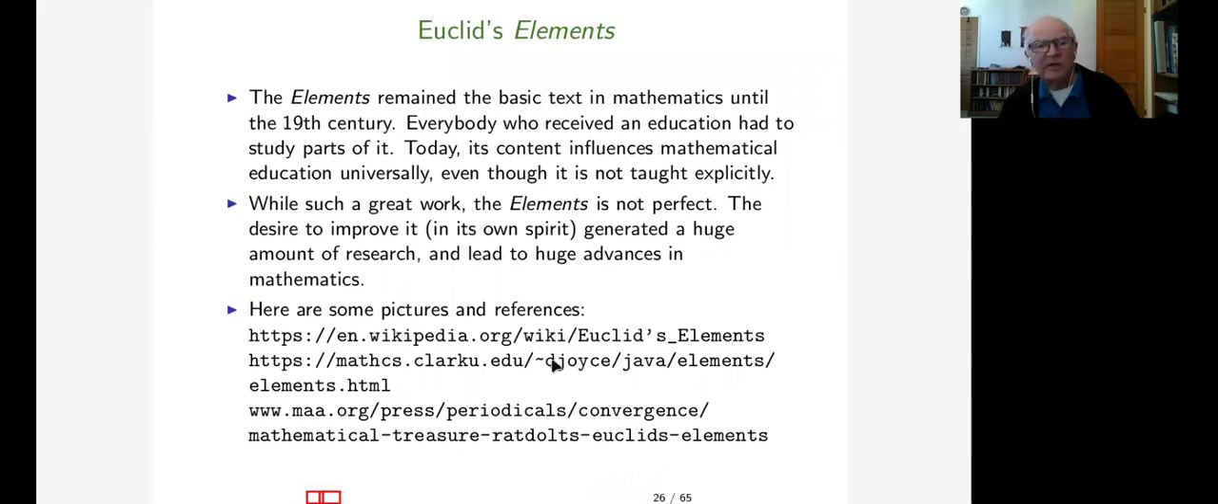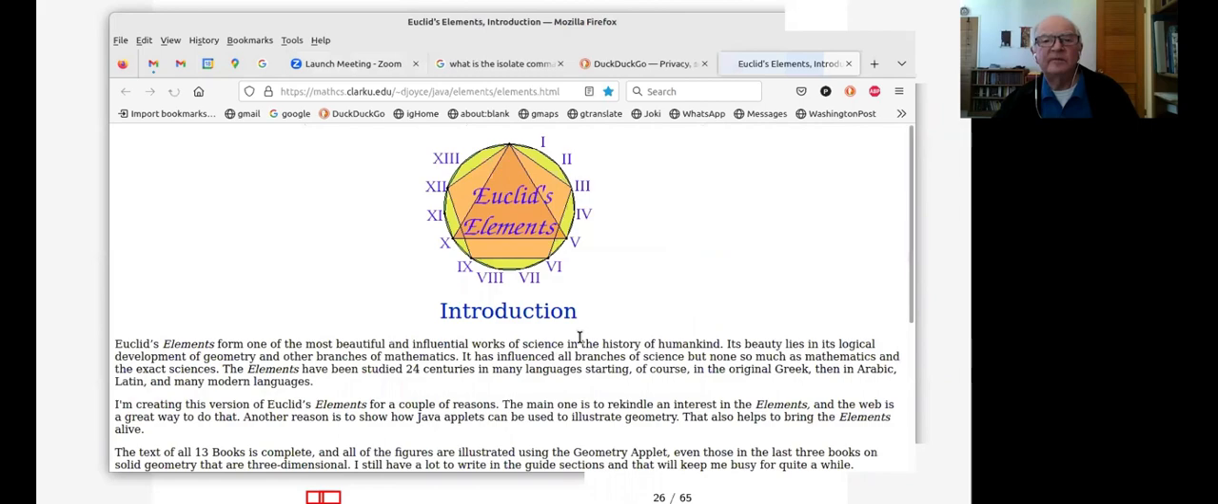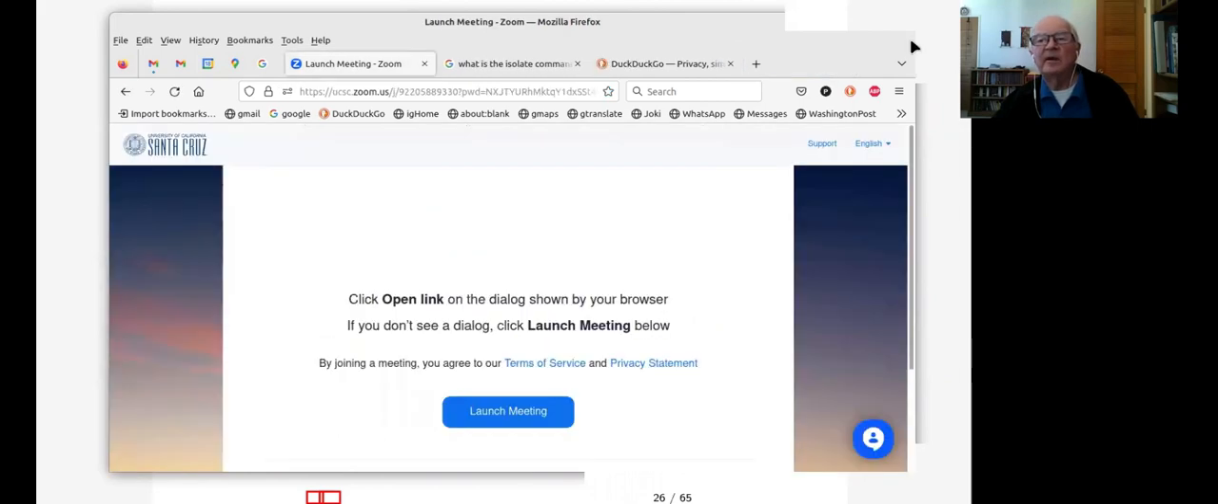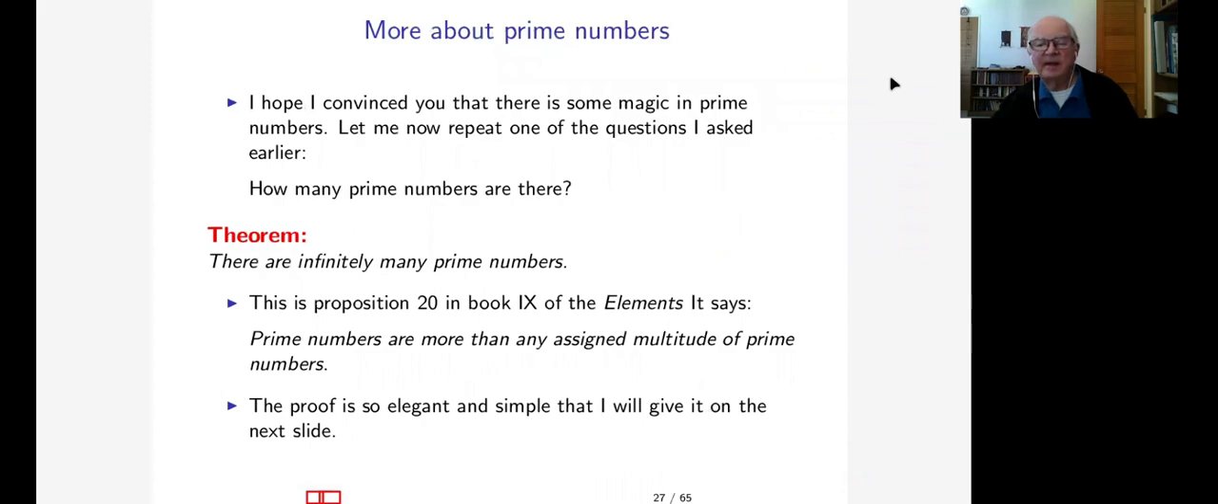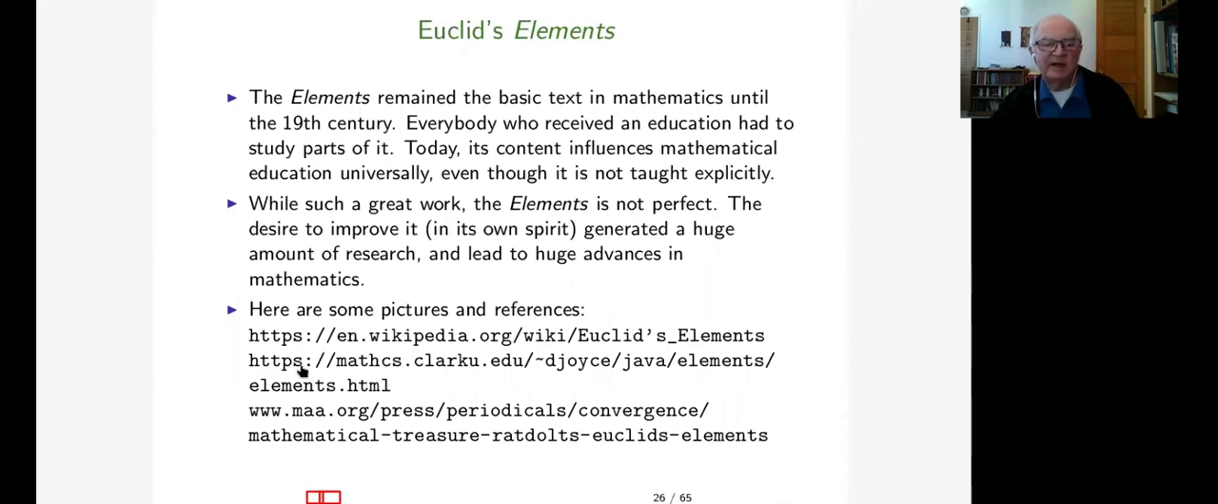So to go on, oops, I clicked on a link by mistake. That, by the way, linked to this second link here. I have three links. The second one is from Clark University. It's beautiful. It has no pictures, but this professor actually went through it and has each proposition stated as Euclid stated it, and then translates it into modern terminology and has comments on the proof. It's an amazing piece of work.